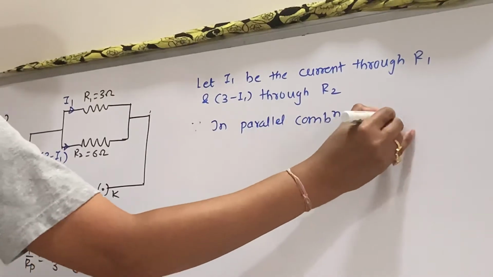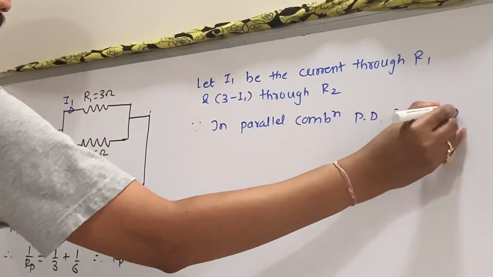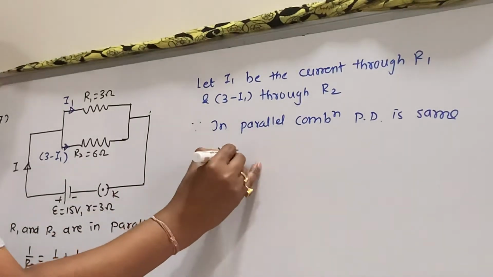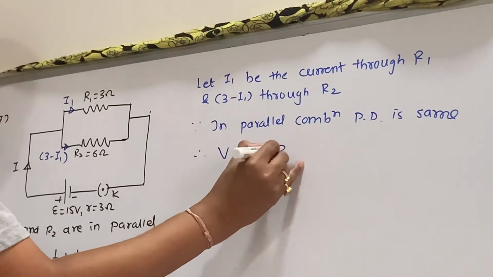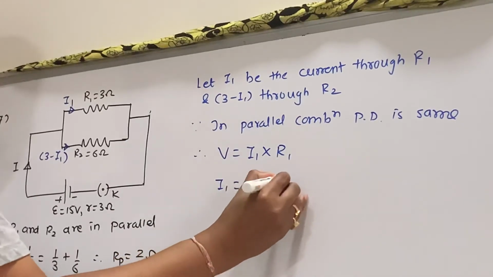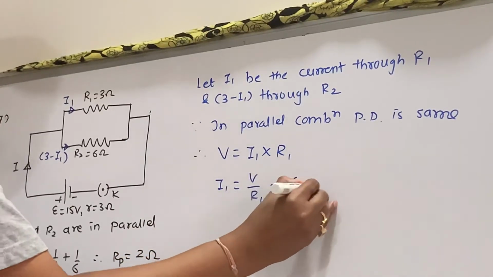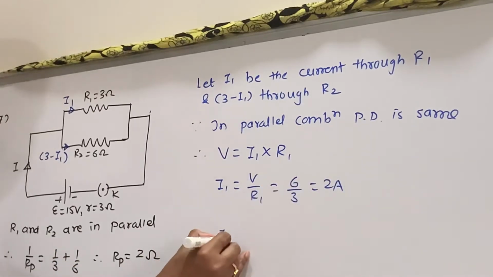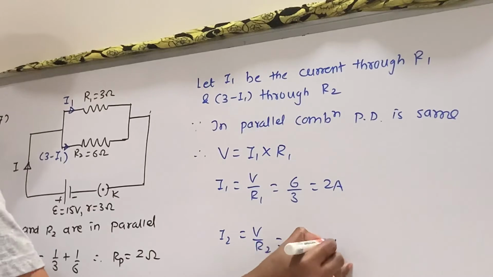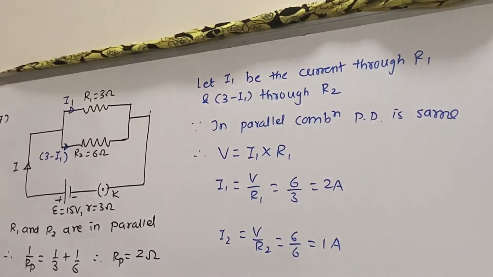Now, since you have a parallel combination, the potential difference is the same, and the value of the PD is given. So I can write therefore V is equal to I1 into R1. So your I1 is equal to V upon R1, which is 6 upon 3, which is 2 ampere, and I2 is V upon R2, which is 6 upon 6, which is 1 ampere. So the current in each will be 2 ampere and 1 ampere.